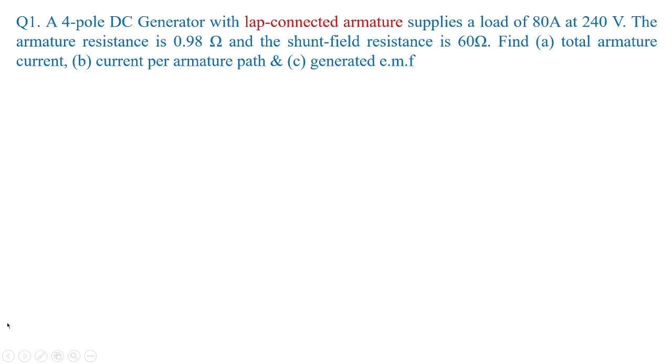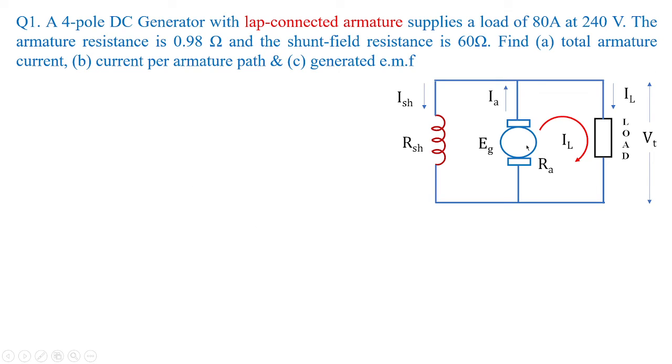For that, I'm taking one example. A 4-pole DC generator with lap connected armature supplies a load of 80 amperes at 240 volts. The armature resistance is 0.98 ohms and the shunt field resistance is 60 ohms. We need to find here the total armature current, current per armature path and generated EMF. So this is the typical shunt generator we have seen in our previous slides.